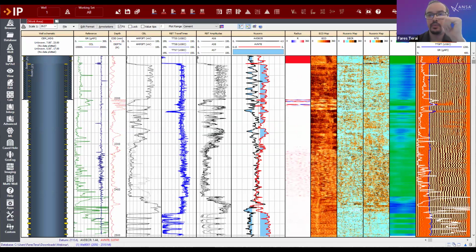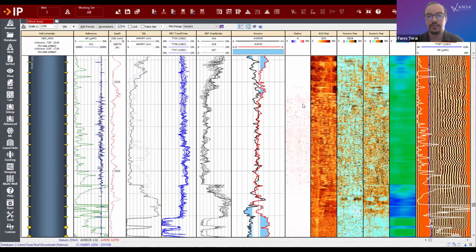As I said, both curves are indicating a liquid bearing zone because the readings are below the cement cutoff, as you can see in the blue shading here. The mid part of the log, which we've covered a bit, is this well-cemented zone across the perforated interval. We do have a strong indication of good casing to cement bond.